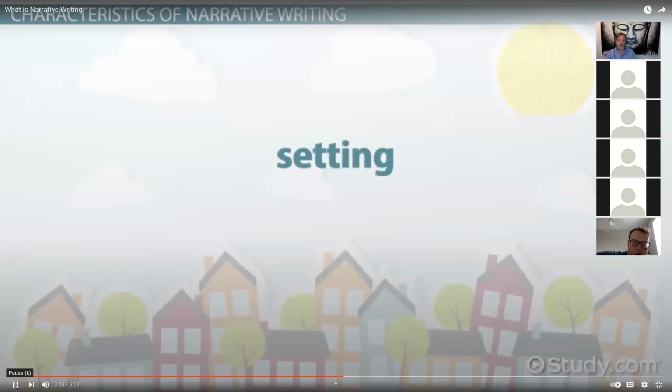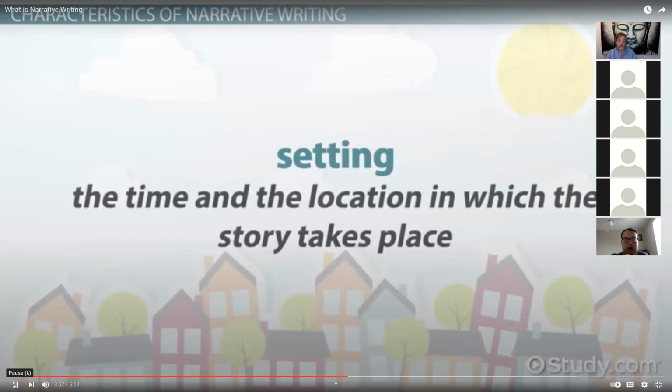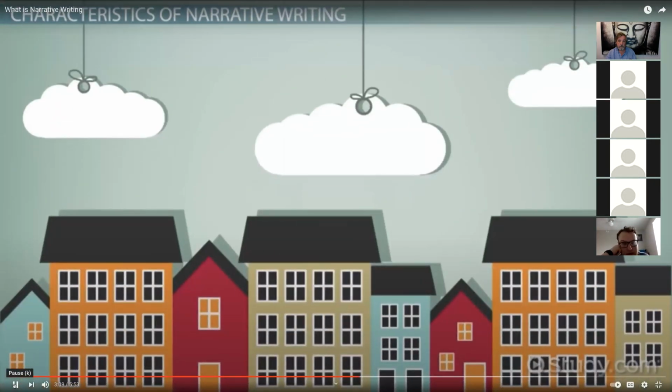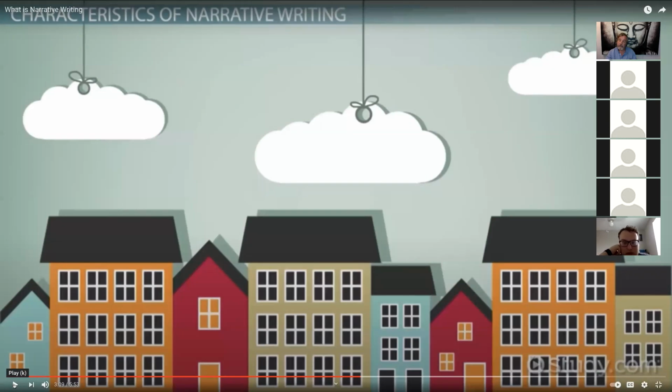The setting is another component of narrative writing. The setting is the time and location in which the story takes place. These facts set the scene for the story and can determine what kind of conflict occurs. We talked about the who, what, where, when, and why. The where, again, Civil War in Chattanooga.